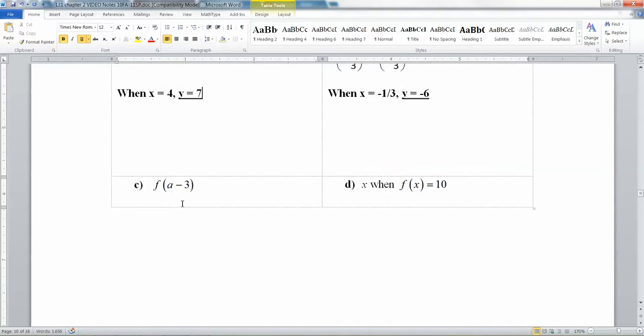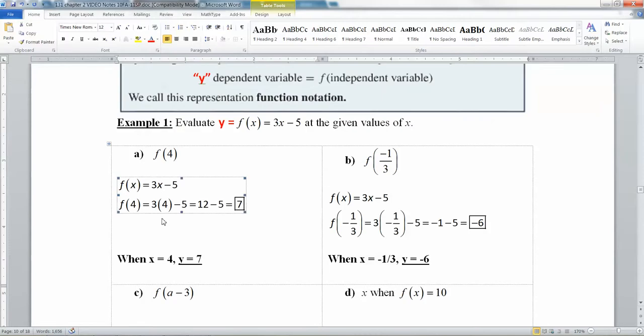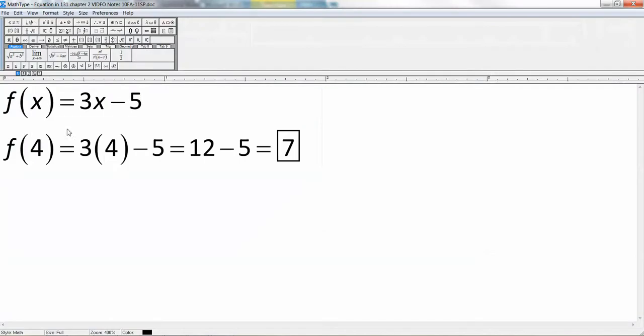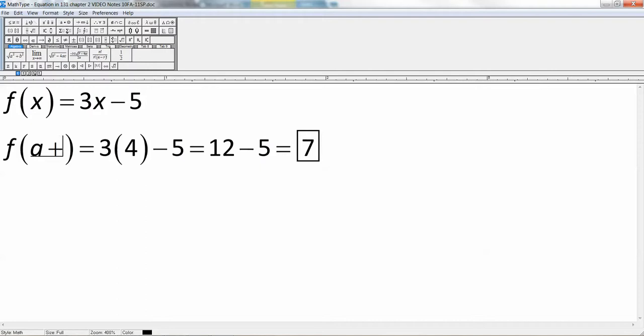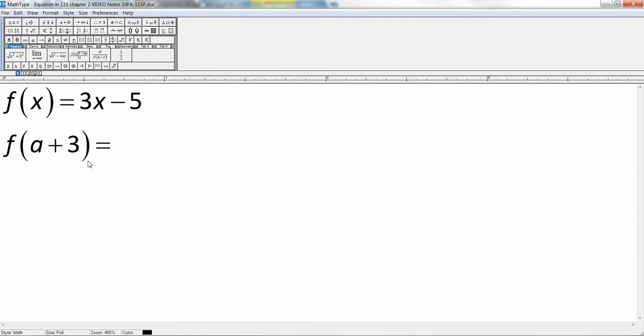All right, now what about c? Well, let's see here. It's not really much more complicated, it's just a little bit more annoying. I'm going to have to take a plus 3 and put that in. Where there was an x, I'm now putting a plus 3. So 3 parentheses a plus 3, like that.